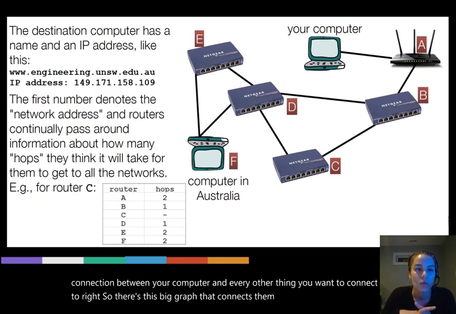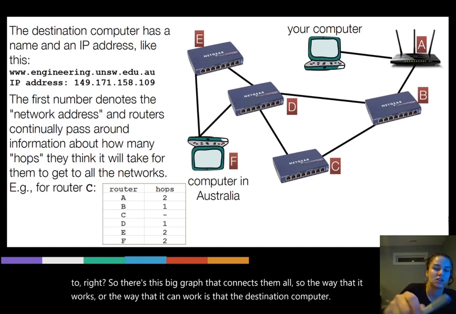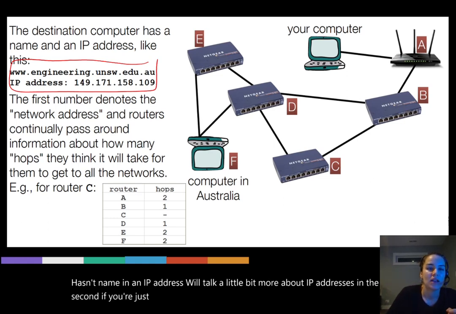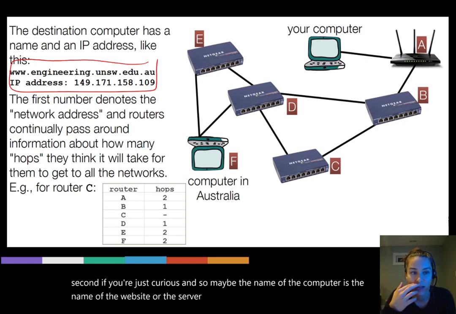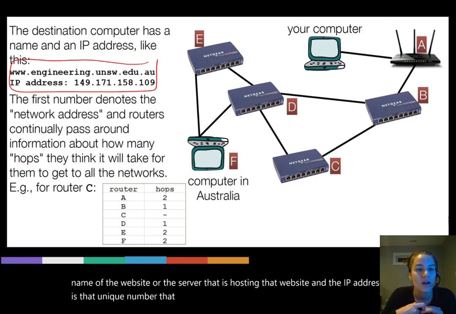So the way that it works, or the way that it can work, is that the destination computer has a name and an IP address. I'll talk a little bit more about IP addresses in a second if you're just curious. And so maybe the name of the computer is the name of the website or the server that is hosting that website, and the IP address is that unique number that identifies that computer.